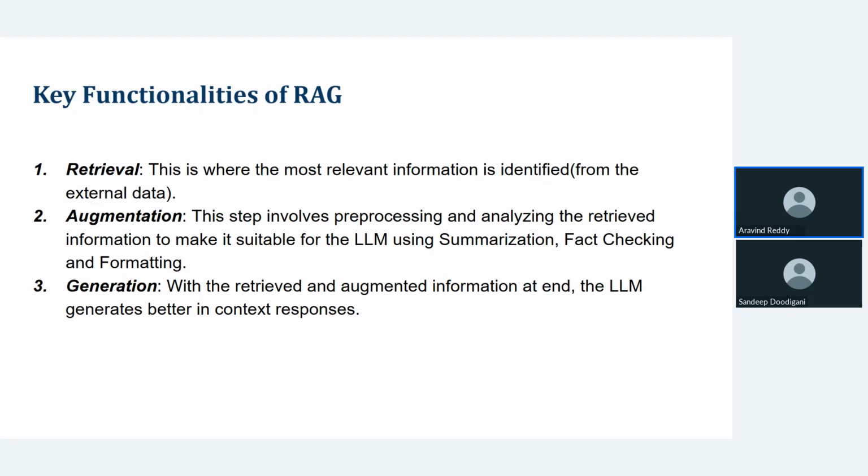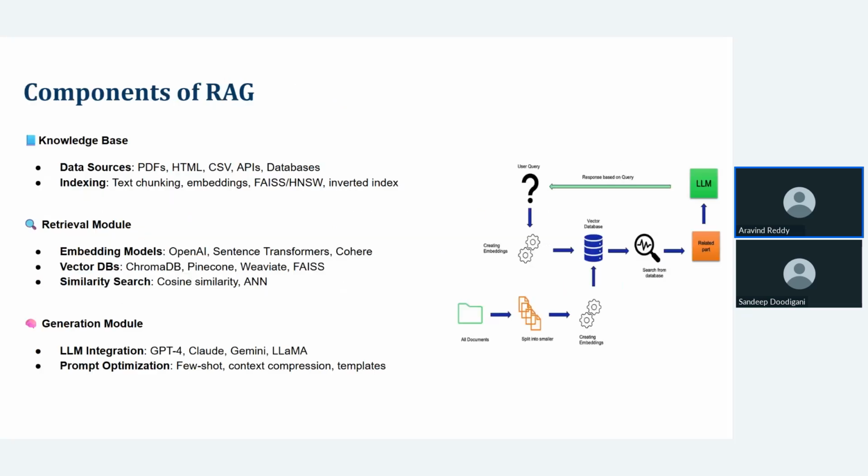The LLM has already been trained, and it got extra information. It will take the user's query and analyze it against the data sent by retrieval, which came from the external source. It will search in that and give the information. So we think the LLM is working with current data also, but in the background this is what is happening. Generation with the retrieved and augmented information: in the end, the LLM generates the better contextual response. This is what happens in a RAG.